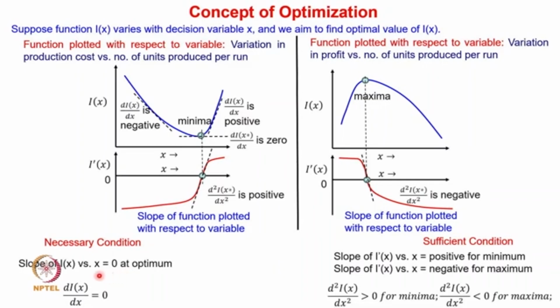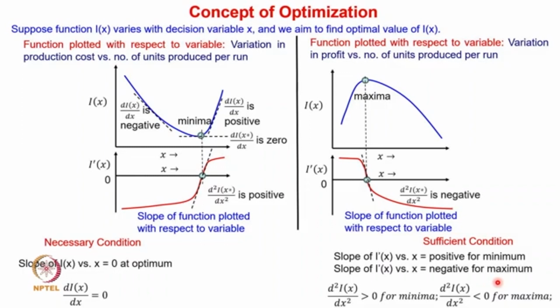So the necessary condition for optimization is that the derivative of the function should be 0 at the optimum. And what is the sufficient condition? The sufficient condition is, if the second derivative is greater than 0, then the obtained optimum is minima, and if the second derivative is less than 0, then the obtained optimum is the maxima. So this is the necessary, and this is the sufficient condition.